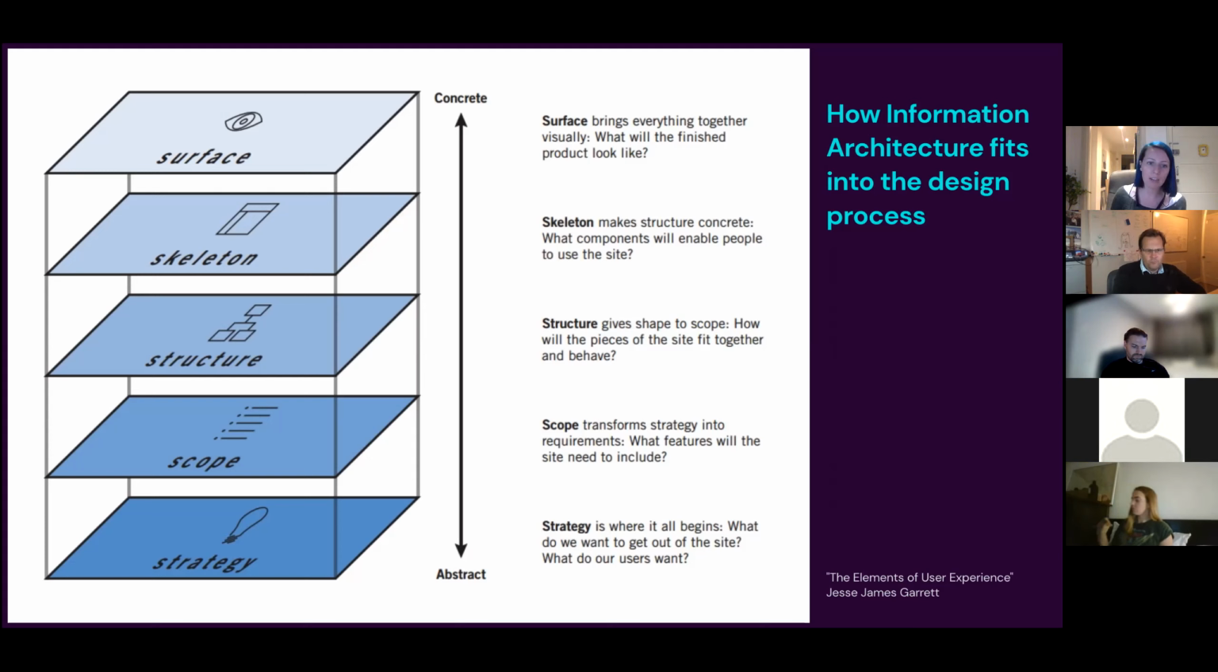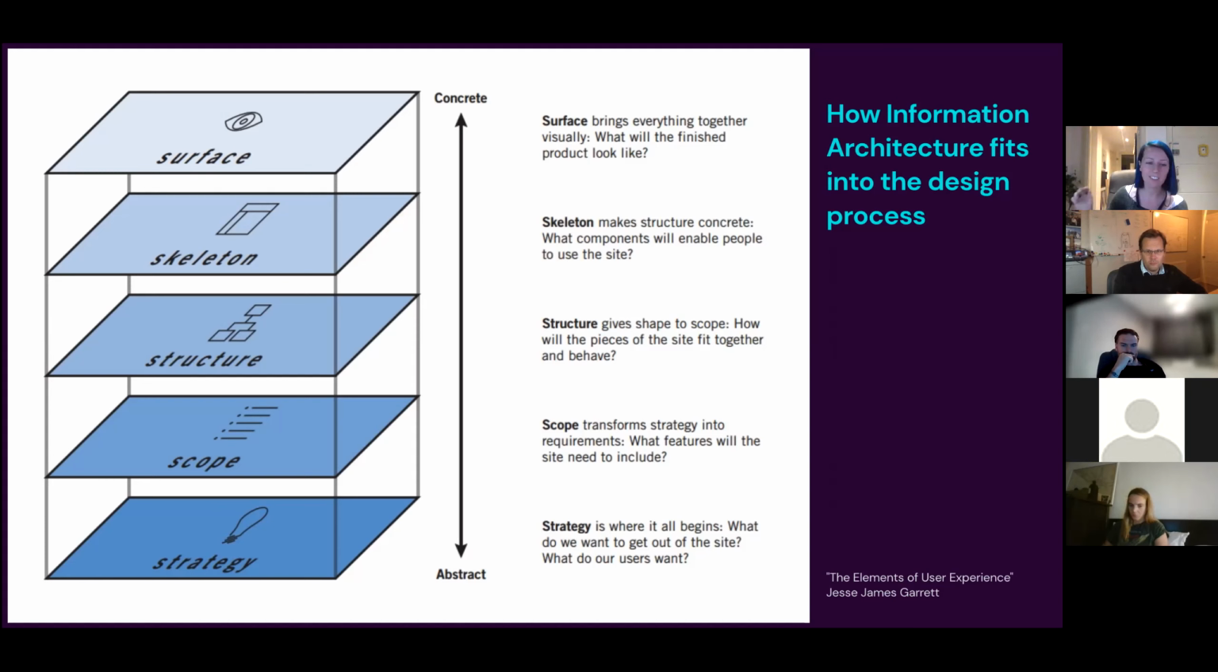So decisions made in strategy are going to define the scope. Decisions made in scope are going to define the structure. Decisions made in the structure are going to define the skeleton, and so on. It moves from abstract to concrete. With each plane, at the bottom, strategy, the concepts are more abstract, the way you test it is more abstract, and the artifacts you might produce to communicate the strategy are more abstract. Then as you go through the planes, it gets more concrete and more clear.